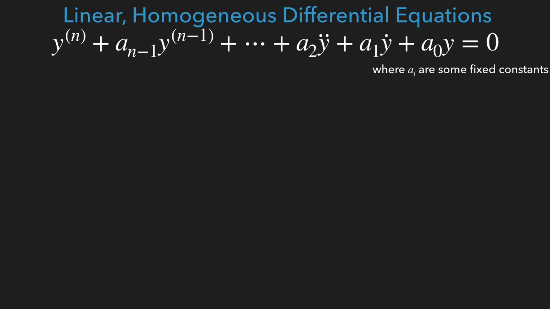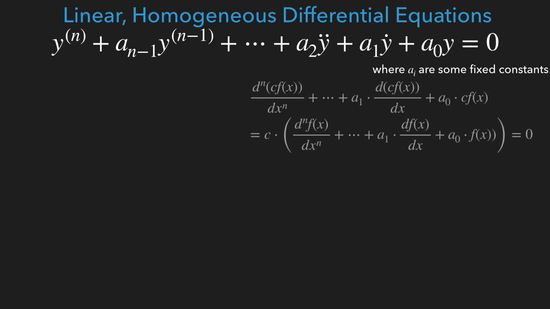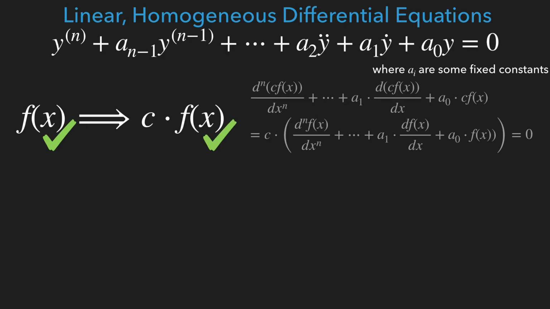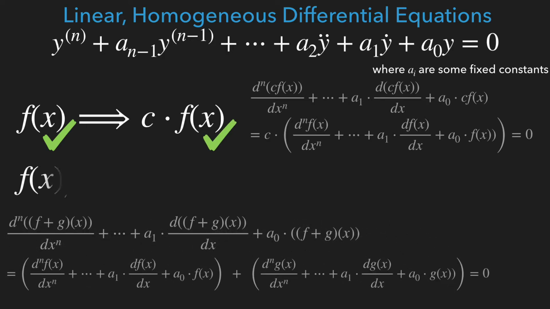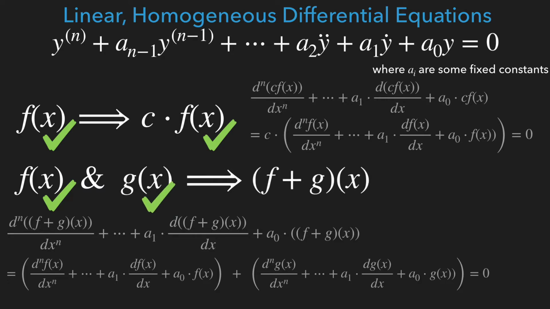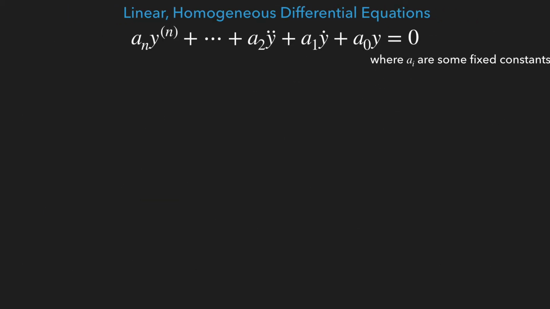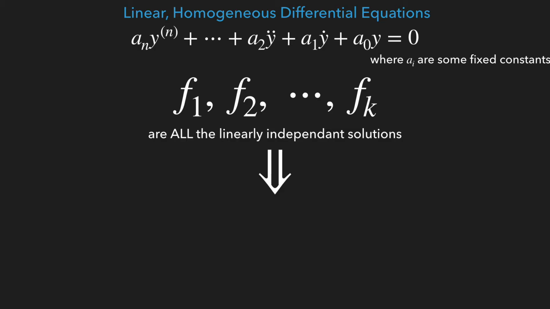Moving on to ODEs. Once again, the homogeneous nature lets us factor out c, since the derivative function is nice enough to let us. And once again, the linear nature lets us separate the expressions in f and in g, since the derivative function has a nice additive property. And once again, the particular solutions combine linearly to give the general solution.